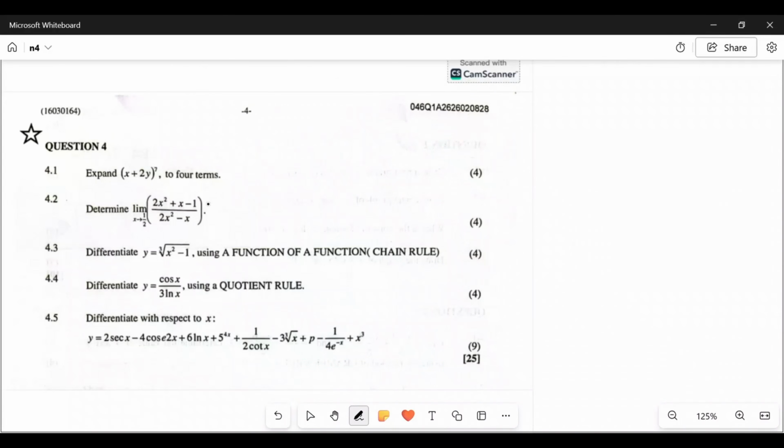Alright guys, here's our question 4. Now question 4 consists of 5 questions, from 4.1 to 4.5, based on calculus, limits, and differentiation. So we're going to start with question 4.1. We'll create a space for this one and then we solve it.